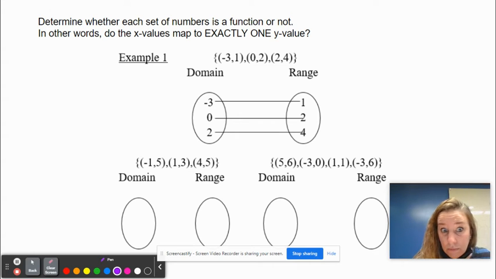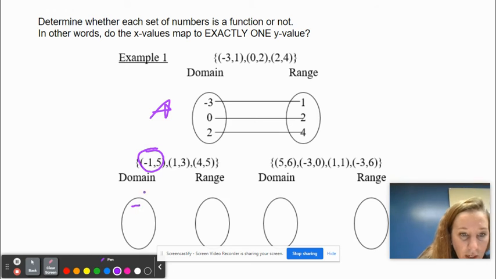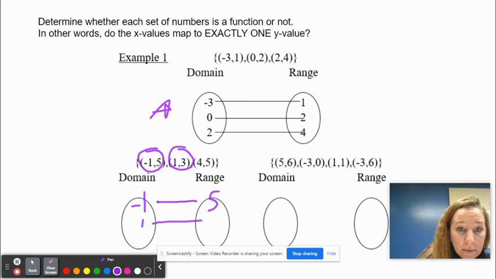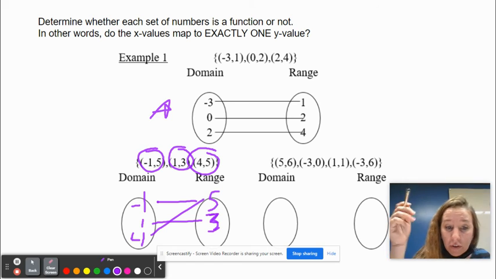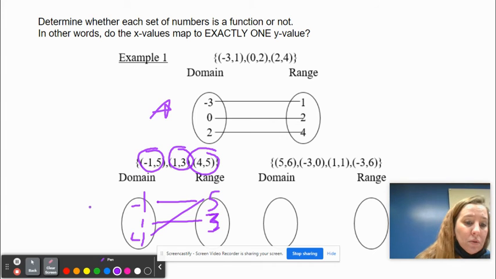So we're going to map this again. This was the one from the last slide. So -1 maps to 5. 1 maps to 3. And 4 maps to 5. See how I didn't have to write 5 twice? But the question is, did an x repeat itself? No. So this is a function.